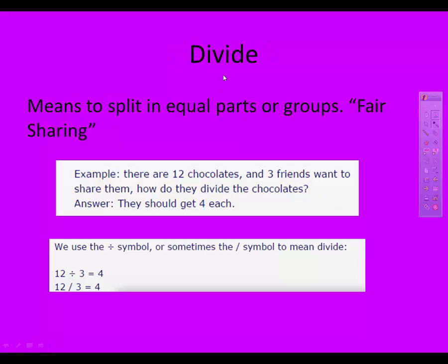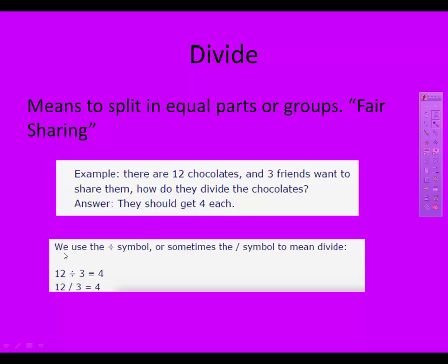The next one is divide that I would like you to write down in your math vocabulary books right after quotient, which means to split in equal parts or groups. The easiest thing for me to remember when you're dividing is that it is fair sharing between people or between whatever you're trying to divide. So the example would be there are 12 chocolates and 3 friends want to share them. So how do they divide the chocolates? So you would do 12 divided by 3 and they would each share 4.